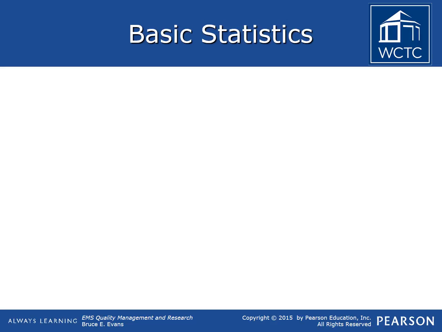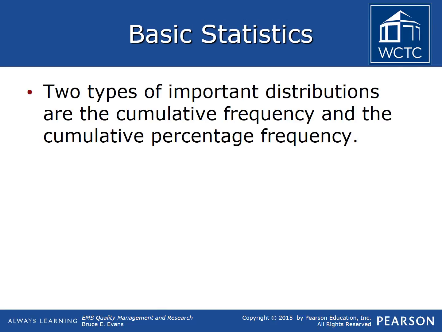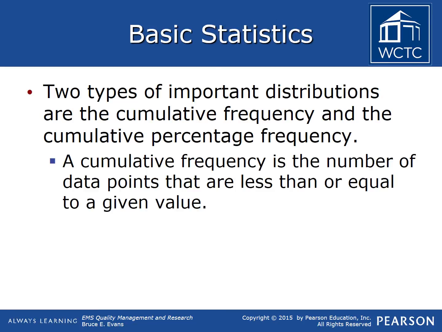Collected data can be distributed across the dataset in numerous ways. Two of the most common or important distributions in analyzing EMS data are cumulative frequency and cumulative percentage frequency distributions. A cumulative frequency distribution is the number of data points that are less than or equal to a given value.